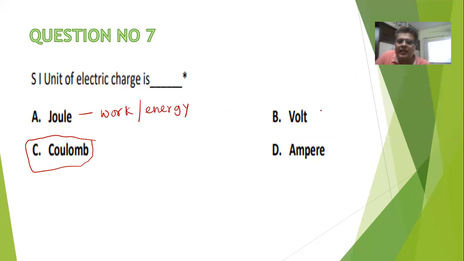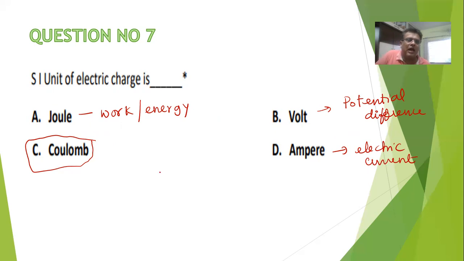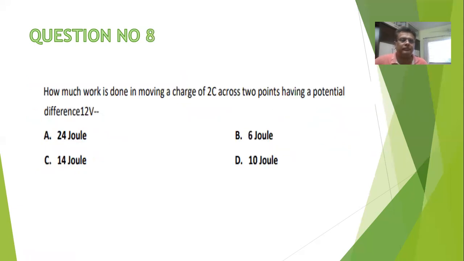Volt can be used to measure potential difference. Potential difference, because we should know other units also, not only the answer, right? Ampere is used to measure electric current. But my answer is very clear, and I am not having any ambiguity in my answer. That is, coulomb is the right answer for SI unit of electric charge.